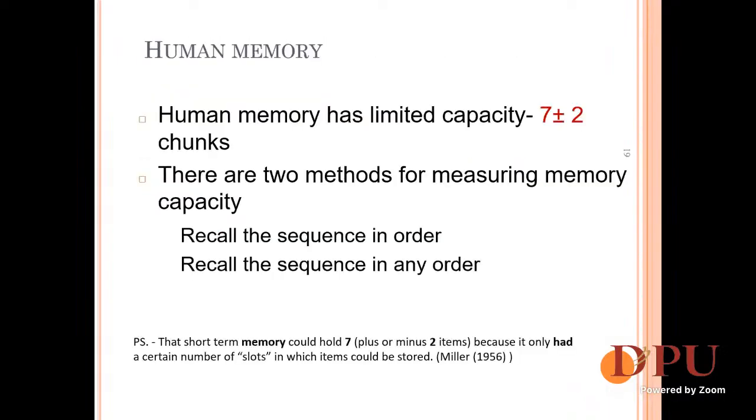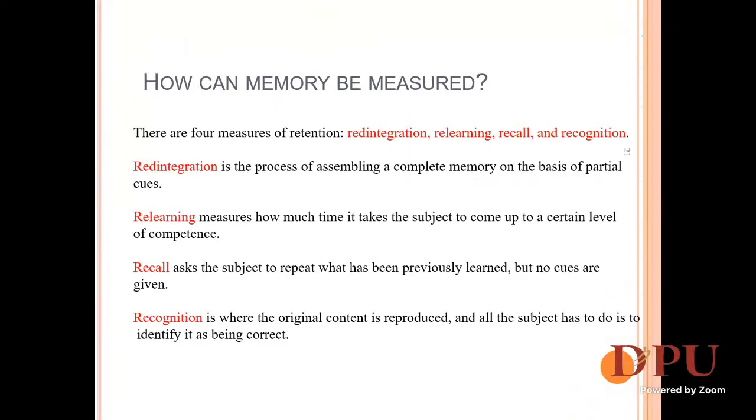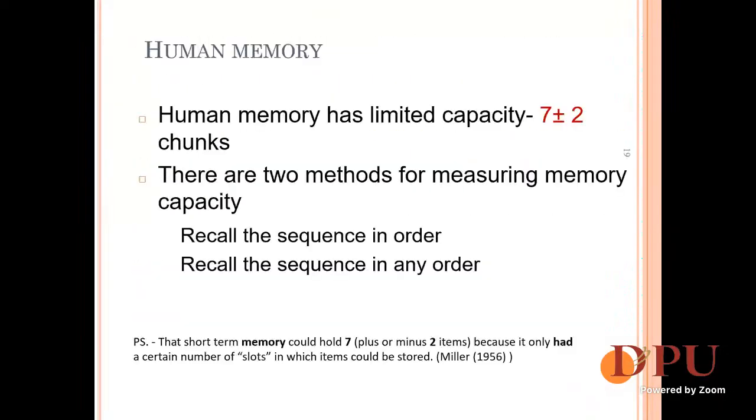Now, what is written over here? HECAT. Simply look at the slide again, and write down in your text box what the sequence is. So again, HECATRANUPTHETREET. Now write it. Anyone? Just try one time by yourself. If you say, I can show one more time.